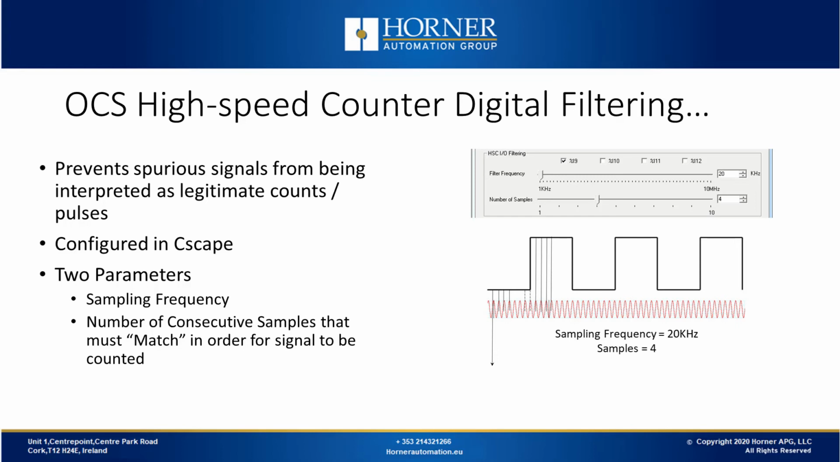There are 2 settings with our filter. The first thing you set up is filter frequency on the setup dialog. I've set up my sampling frequency at 20 kHz. That means that on a 20 kHz rate, I'm going to be sampling each input of the high-speed counter to check its level. Then I configure how many consecutive samples have to match before I'll either pass my on or my off to the accumulator.